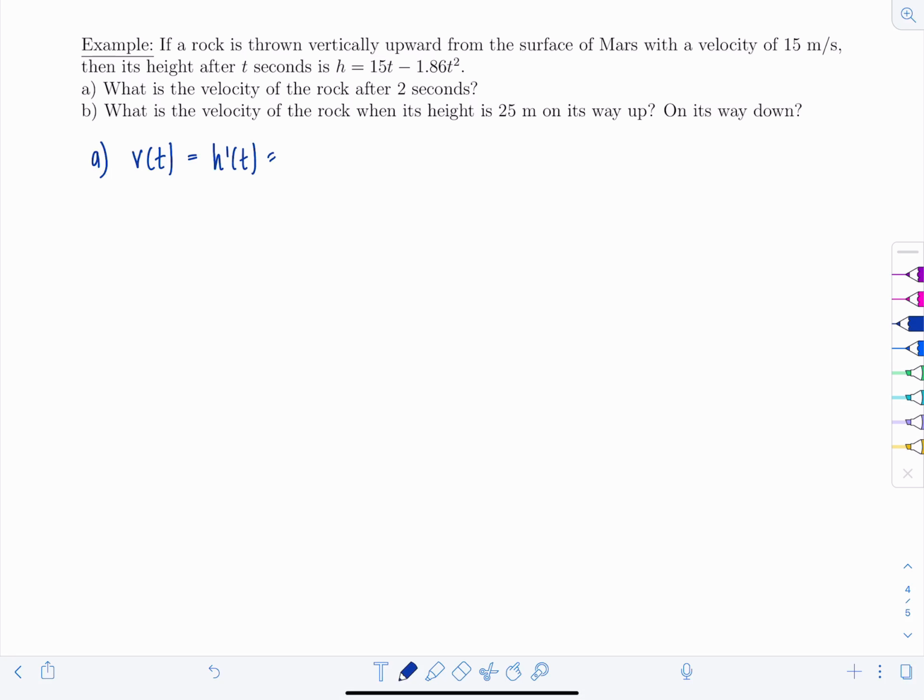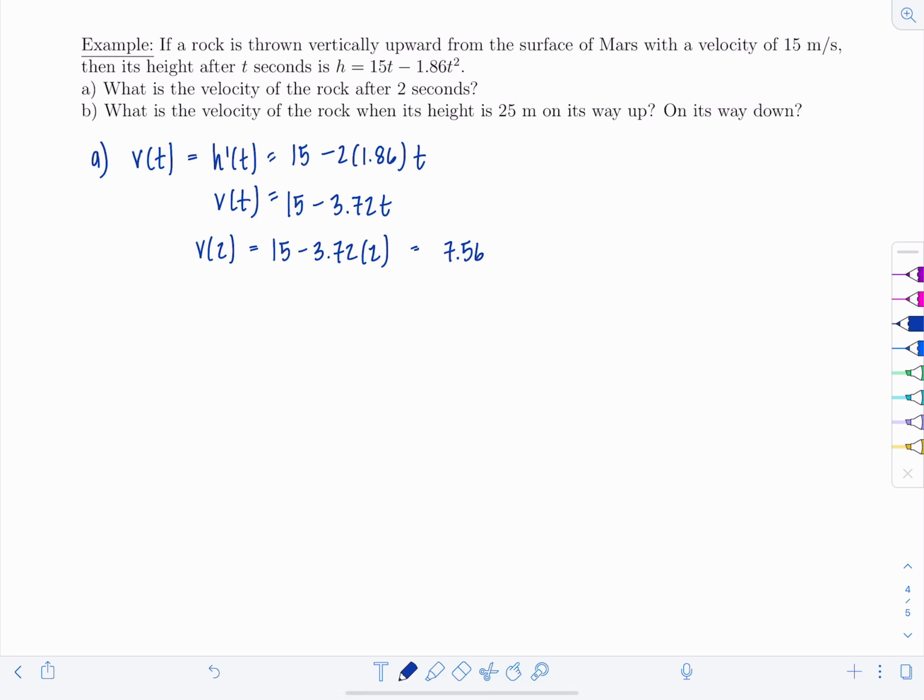So let's go ahead and differentiate. 15t's derivative is just 15. Minus, I'm going to have 2 times 1.86 t to the first. So this is going to give me 15 minus 3.72 t. That's v of t. So now v of 2 seconds is going to be 15 minus 3.72 times 2. And you can go ahead, use your calculator if you like. This is 7.56. What are the units? Meters per second. All right, good.